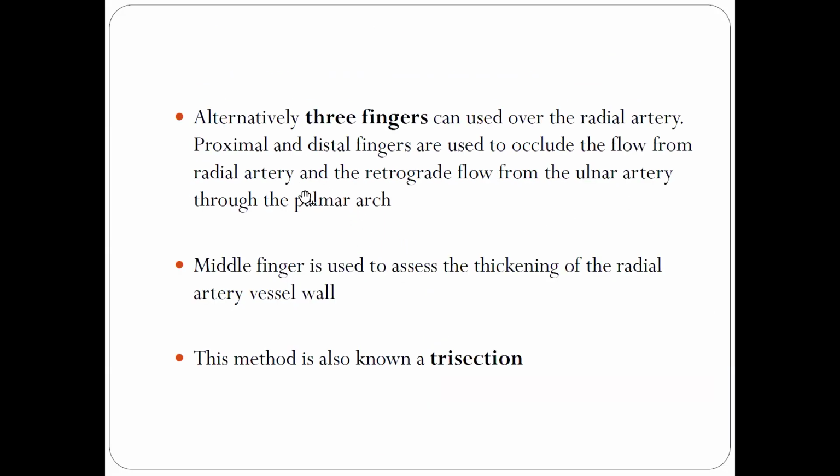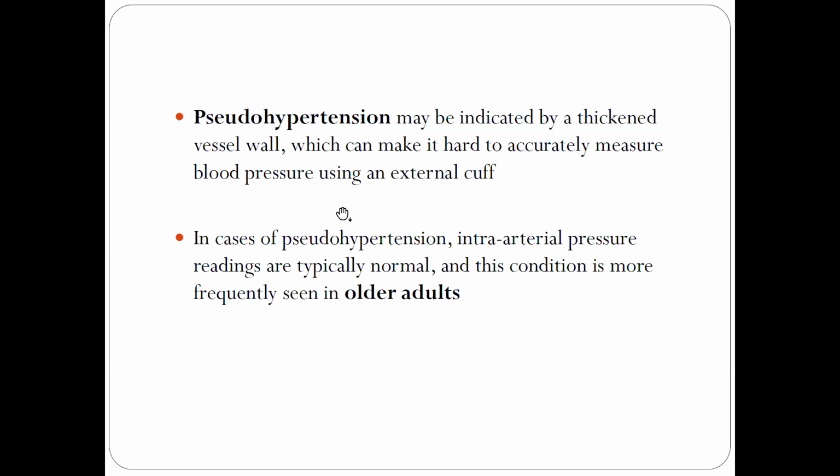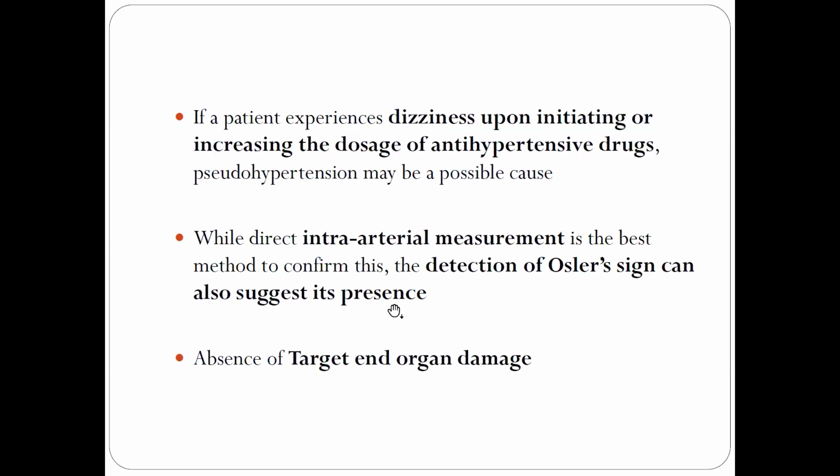There is an alternative technique using three fingers, where you use the proximal finger to occlude the radial flow, and the retrograde flow from the ulnar artery is occluded by the distal finger. The middle finger is used to assess the thickening of the radial artery wall. This method is also known as the trisection method. Pseudohypertension is a very important condition, which we need to be very careful about in elderly patients, as it is normally seen in older adults only.